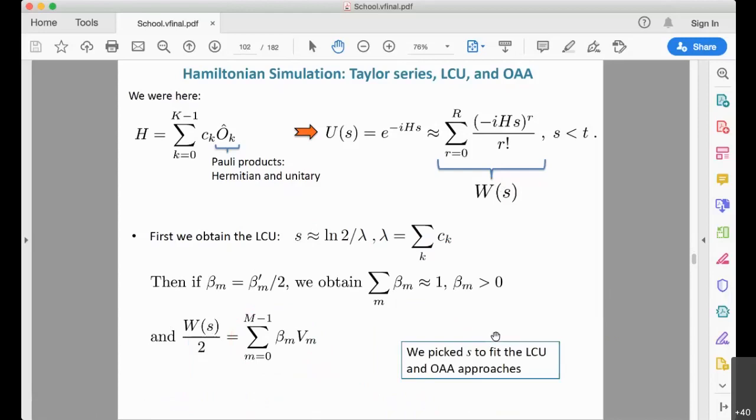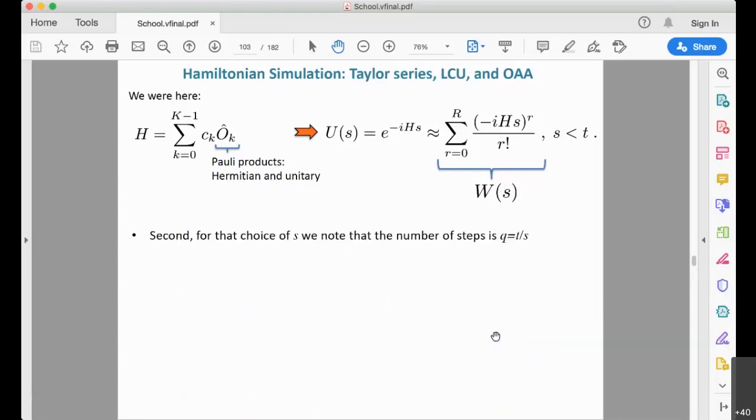So once I'm at this point, I'm basically fitting the framework of linear combination of unitaries and oblivious amplitude amplification approaches. The goal now is to apply the gadget that I showed you before. For that particular value of S that we had to pick to match this half-unitary approximation, the number of steps will go with T over S. That implies the number of steps is linear in T times lambda, because my S had to be picked as the inverse of the L1 norm. This is what I showed in the previous slide.